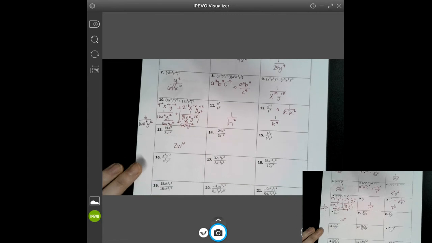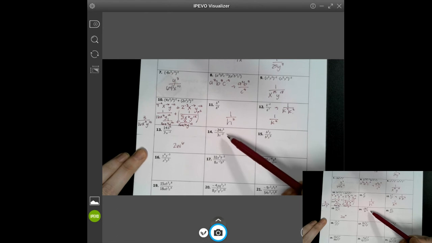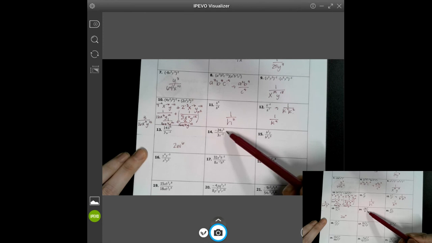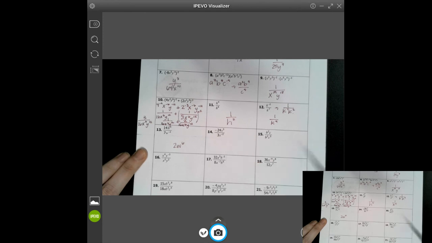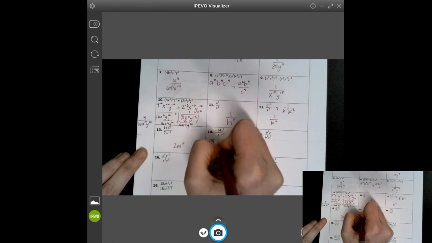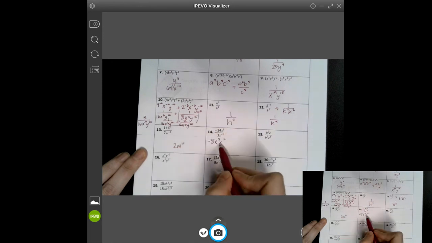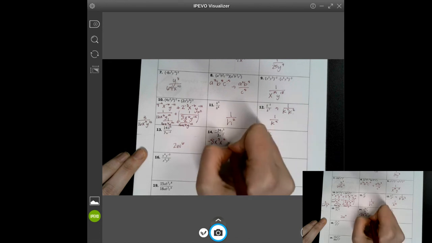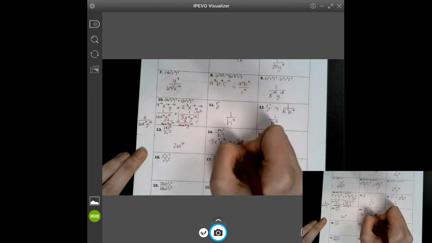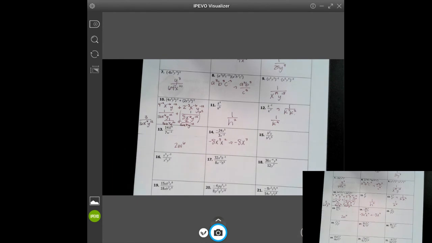Okay, so for 14, again, same process. I can go ahead and simplify my coefficients, but I need to move my x to the negative second to the top to make it positive. So I've got negative 8 x to the 5th x squared, and then I can combine these together to become negative 8 x to the 7th. Okay, try 15 and 16 on your own.